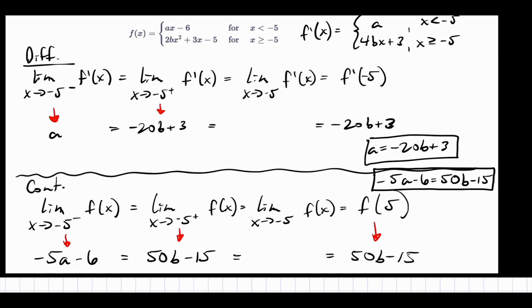Okay, so for differentiability, I got an equation. For continuity, I got an equation. They both have A's and B's. They're both linear because there's no exponentials. So the last thing I got to do is solve for one of them, which will let me solve for the other one.